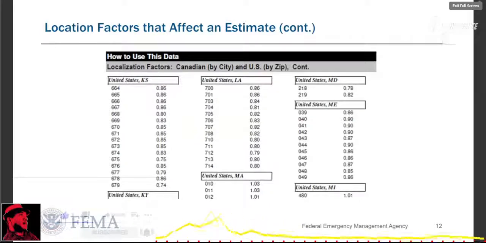While if you check zip codes that start with 711 in Louisiana, the location factor is 0.80, which means the same exact project there might cost $80. That's 20% less than the national average. Please note that the values on this slide do not represent current location factors. Those are just examples to illustrate the idea.